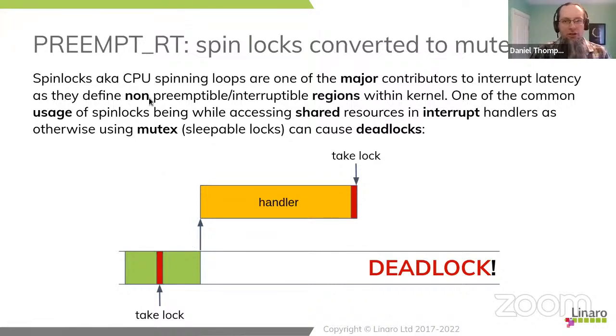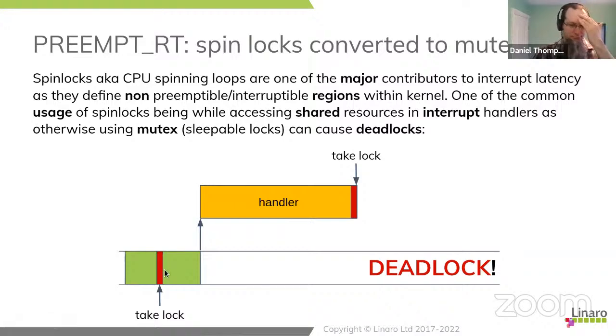The spin lock converted to mutex diagram is showing why threaded interrupts are mandatory for preempt-RT. It's showing a situation where we've not got a forced threaded interrupt handler, it's a regular interrupt handler, but we have converted spin locks to mutex. The reason we converted spin lock to mutex is to make the kernel more preemptible. The problem we have with that is, so this is a motivation for the sleeping lock.